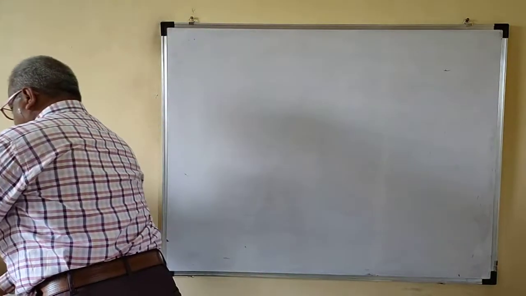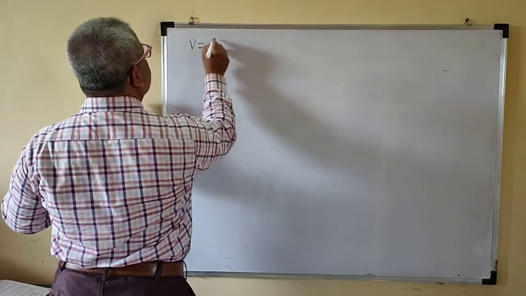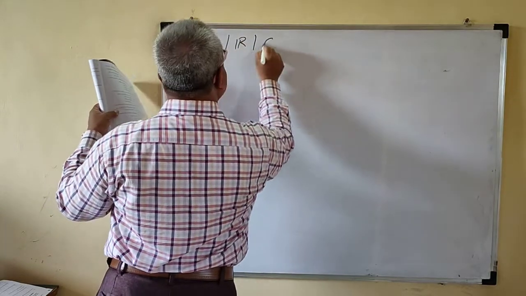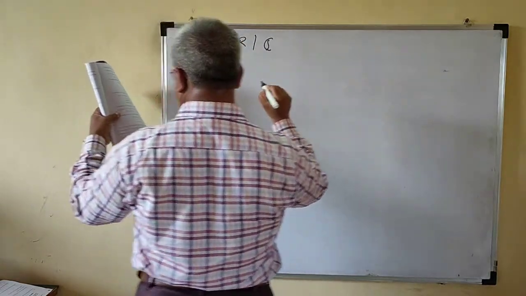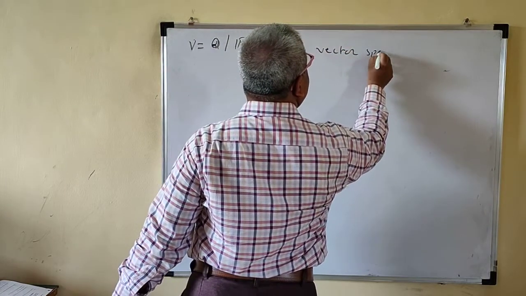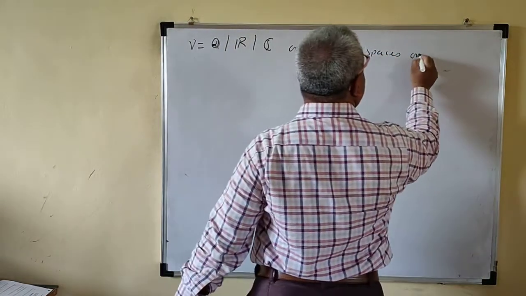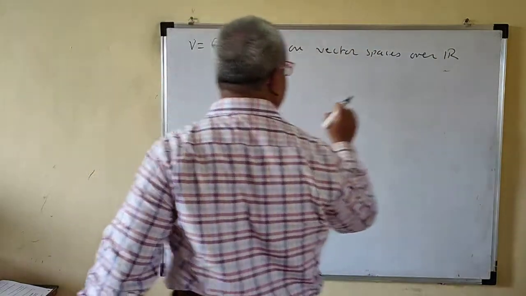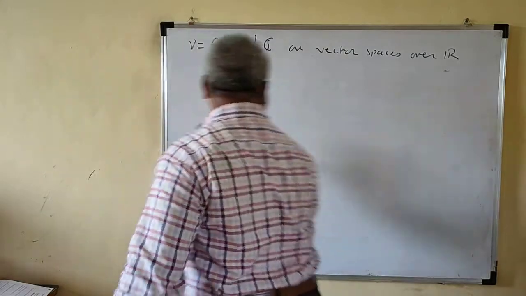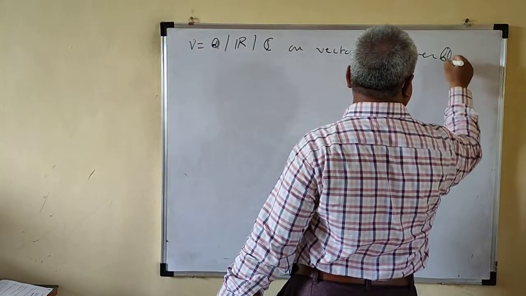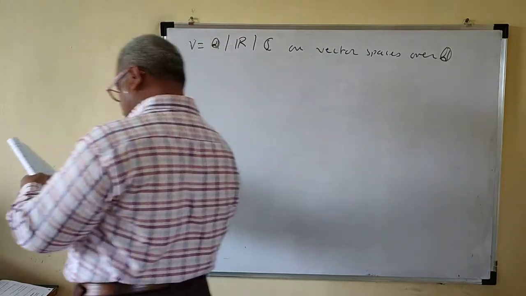So one important point is this: V equal to the set of rational numbers, the set of real numbers, and the set of complex numbers are vector spaces over R, over Q, not R, over Q, under usual addition and scalar multiplication.